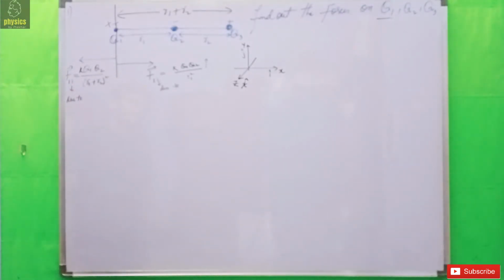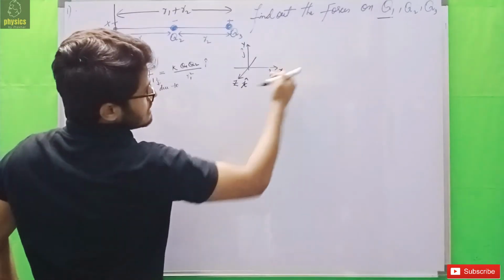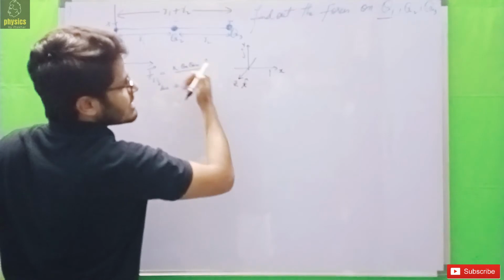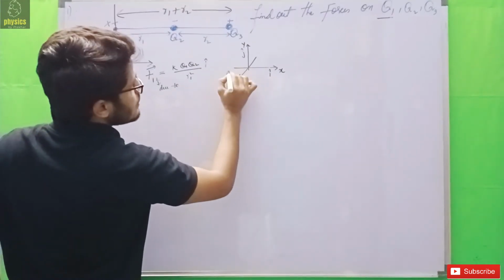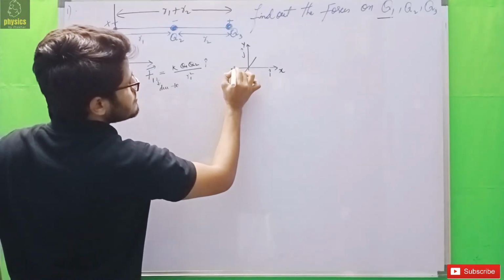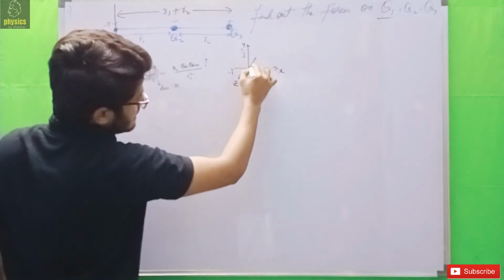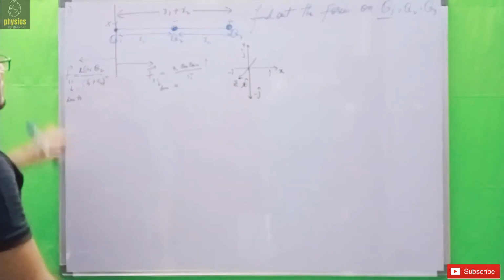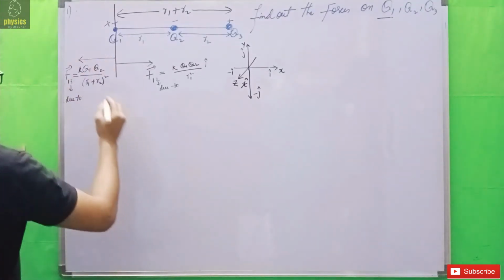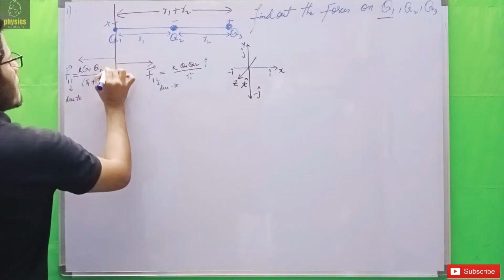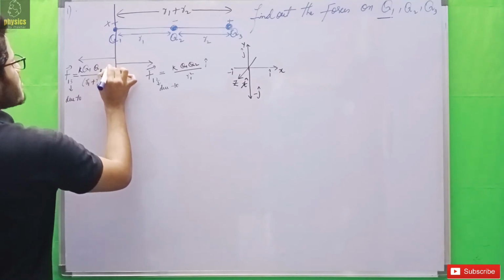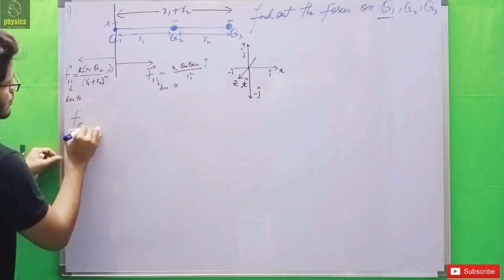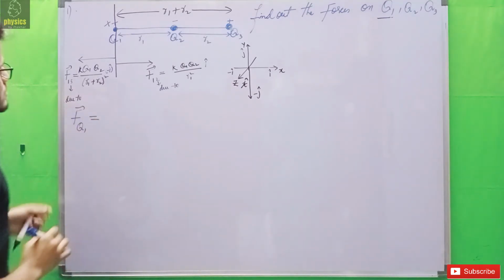What about the direction? You see, this is the x-axis, but the force is towards this way. This is the negative x-axis. If the force is acting this way, you have to write minus I cap. If the force is in this direction, downward, you have to write minus J cap. Now the force is in this direction, that's why it will be minus I cap.